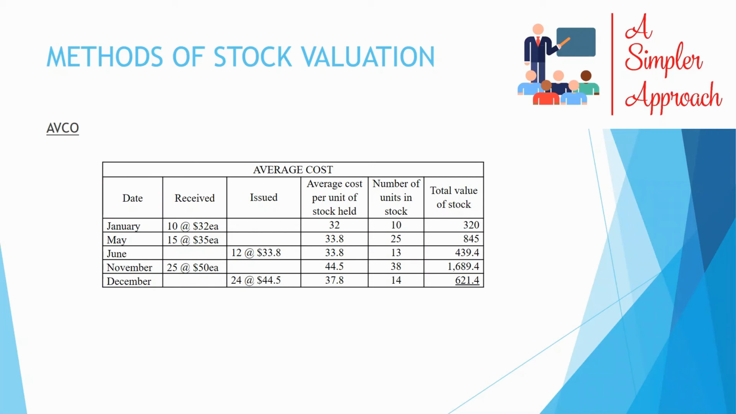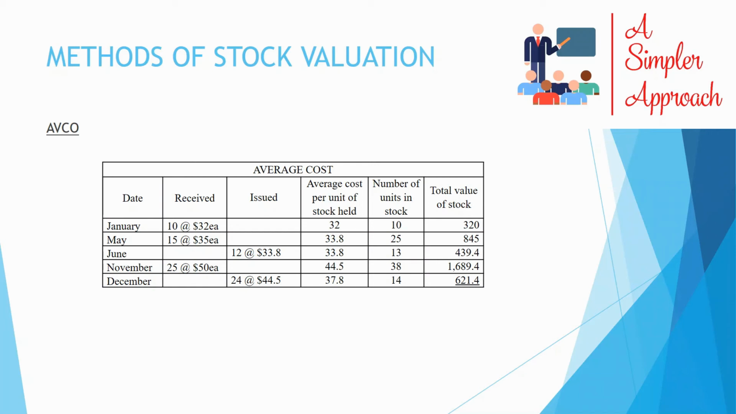25 units at $50 each. Remember, you do the calculation for what was received, then you add it to what was there before. Therefore, 25 multiplied by 50 gives us 1,250. That's the value of what we just bought. Okay? But what did we have there before?